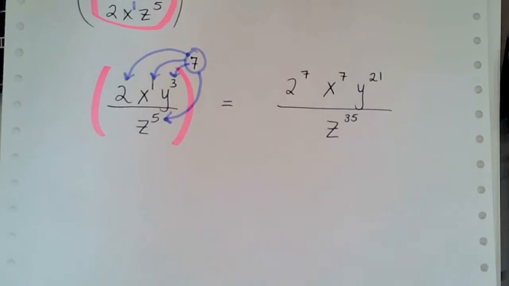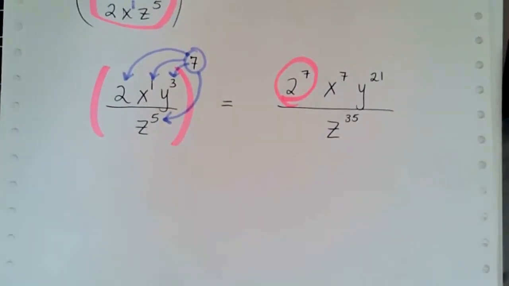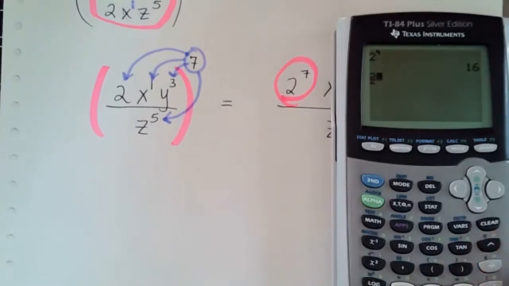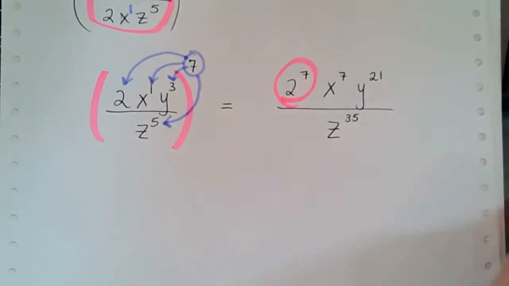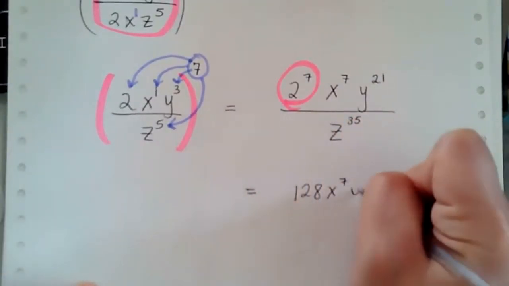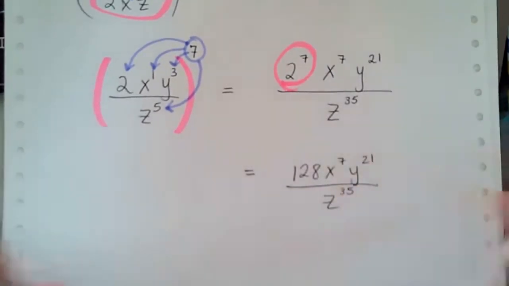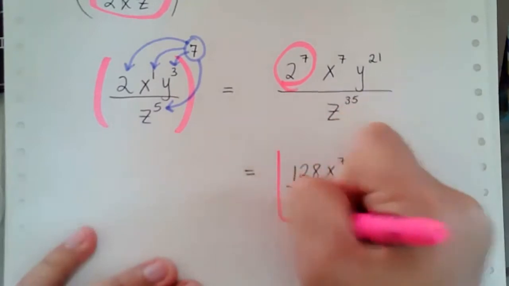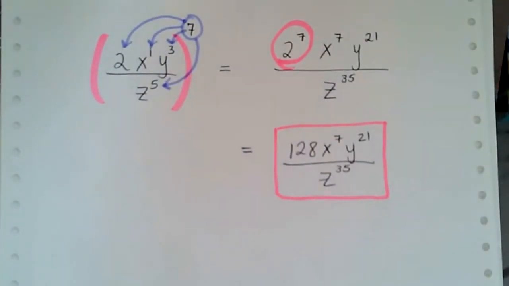Now, the variable expressions we have to leave alone because we don't know what the value of the variables are. But 2 to the 7th power, we might be able to reduce just using the calculator. So 2 to the 7th is 128. So we can just call this 128 x to the 7th, y to the 21 over z to the 35th. And then since there's nothing else we can do as far as simplifying goes, we're just going to have to leave it there.